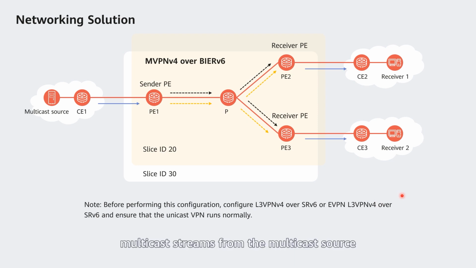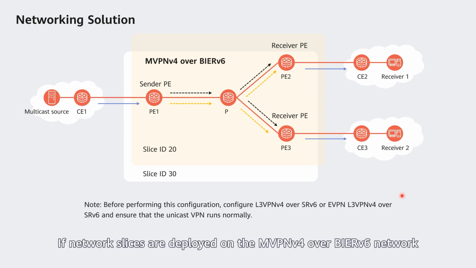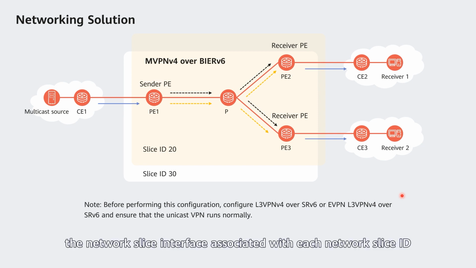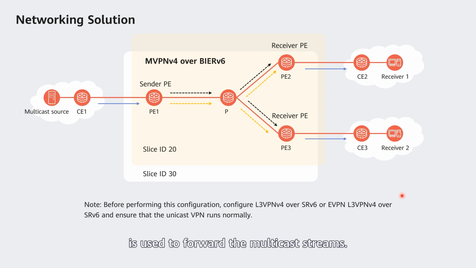In such networking, multicast streams from the multicast source are sent to multiple multicast receivers over BIERv6 tunnels. If network slices are deployed on the MVPNv4 over BIERv6 network, and a network slice ID is configured for each MVPN instance or multicast stream, the network slice interface associated with each network slice ID is used to forward the multicast streams. In this way, the multicast streams of one MVPN instance can be isolated from those of other MVPN instances. In addition, the multicast streams of a specific SG in one MVPN instance can be isolated from other multicast streams in this MVPN instance.